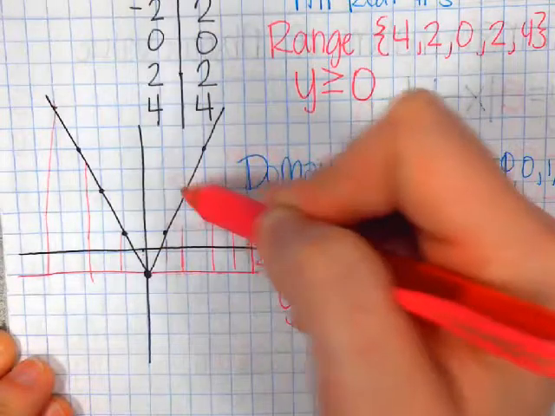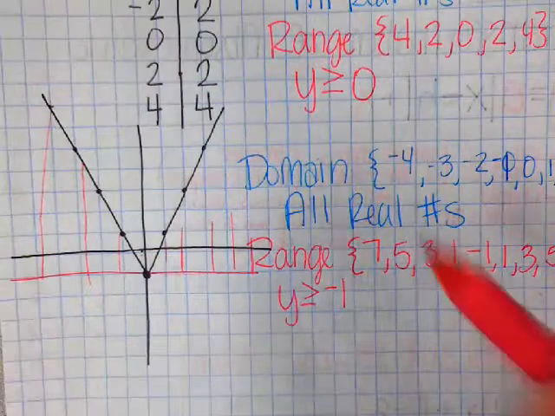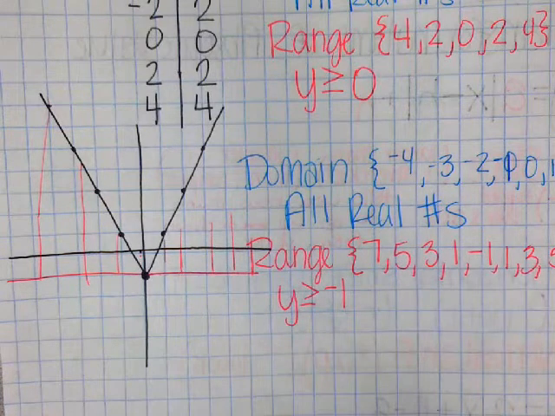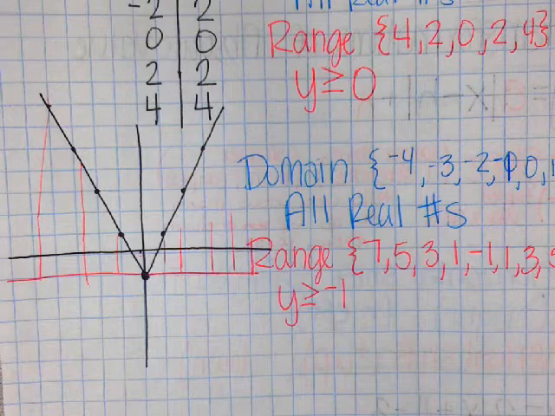There is a y value up here. There's a y value up there. There's a y value there, there, and so on. So that's why the range has to be y is greater than or equal to -1.